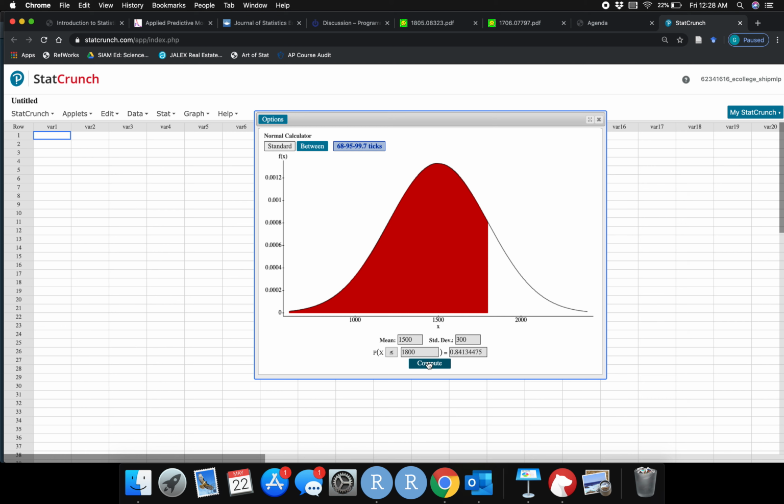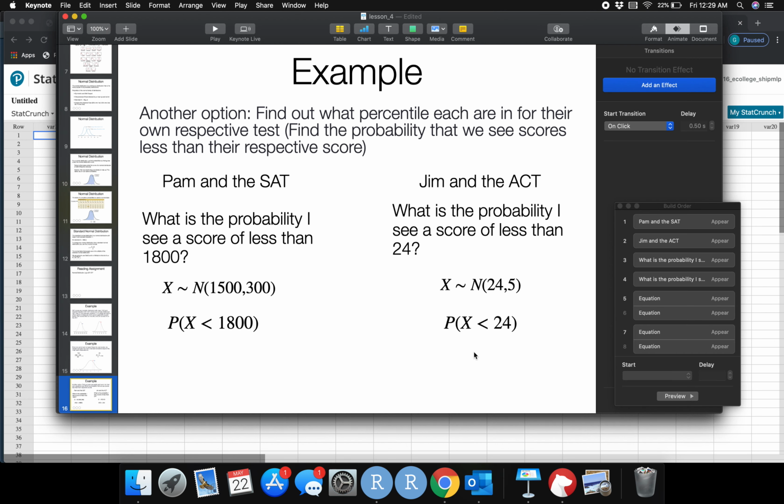And so when I click compute, or it did it for me anyway, I got 0.8413. Okay, that's the probability that I see a score less than Pam's. So Pam is in the 84th percentile. Okay, so now let's do the same thing for Jim.